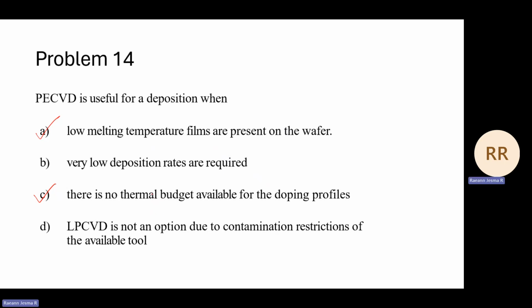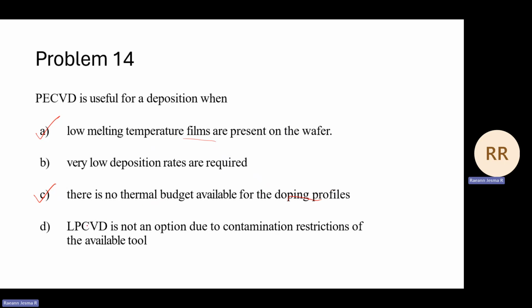So any more answers? Since in PECVD we do the deposition at lower temperature, if we have low melting temperature films, then we can go with PECVD. And also for the doping profile, since we don't want a higher temperature process, we can go with it.